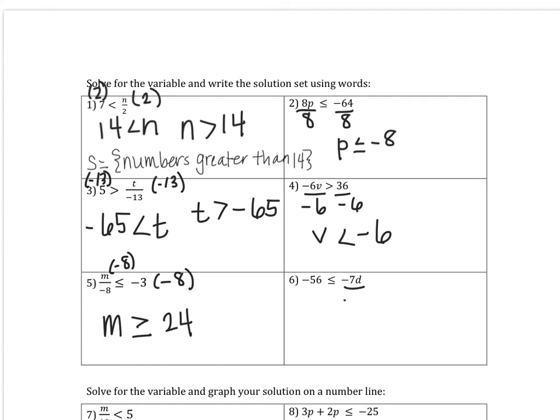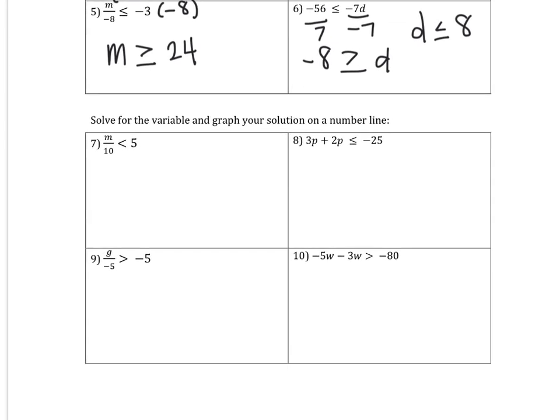I'm going to divide by negative 7 on both sides. Because I'm dividing by a negative, I'm changing the direction of my sign. Negative 8, D. The way to write that is D is less than or equal to 8. Let's take a look at some more.